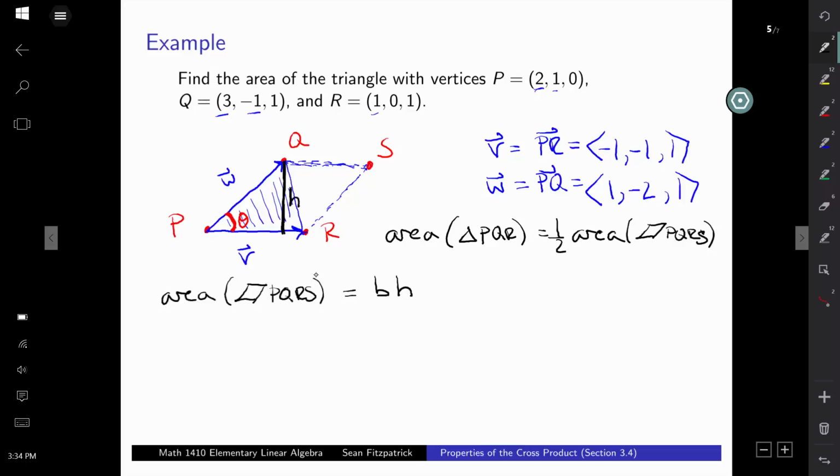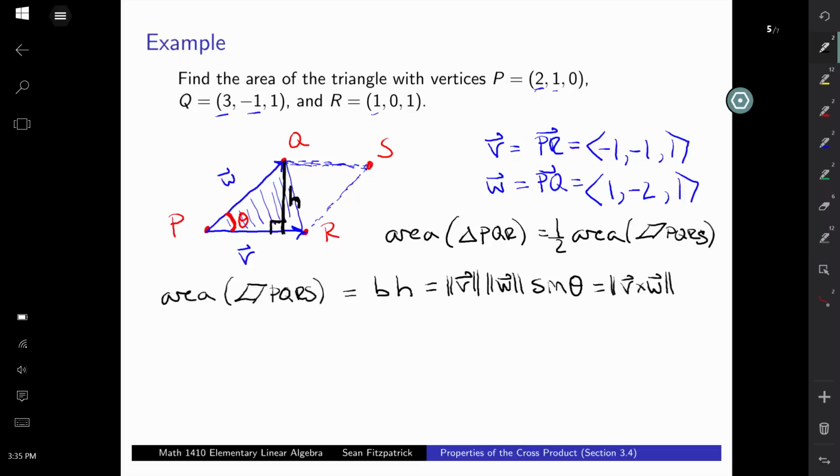The height is measured vertically, right, at a right angle here. So the length of the base, well, that much is clear. The length of the base is V. What is the height? Well, if I look at this right-angled triangle here, the length of the hypotenuse is the length of W. The height is opposite that angle theta, and so the height is given by the length of W times sine theta. And we just argued that that's equal to the length of the cross product.